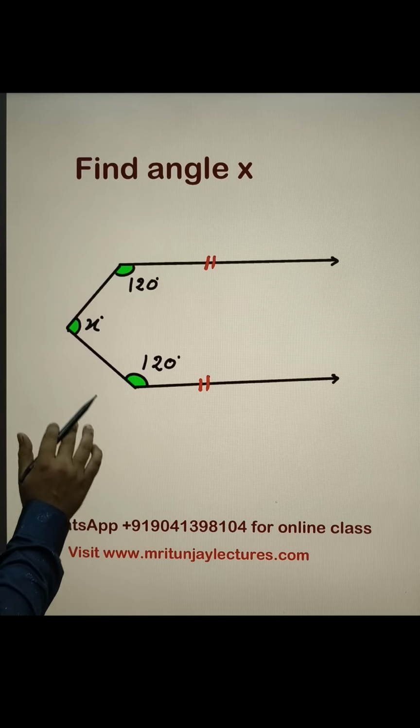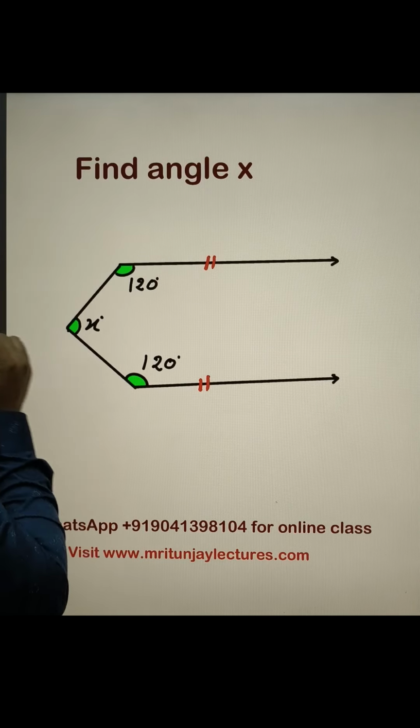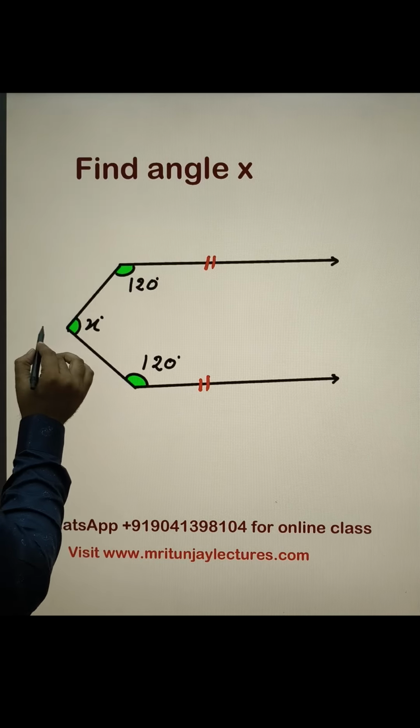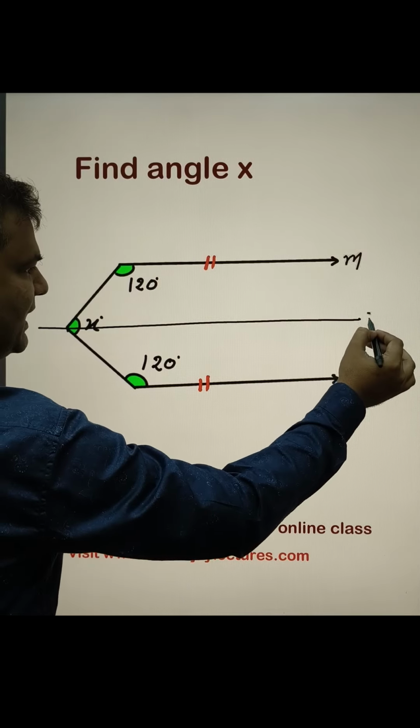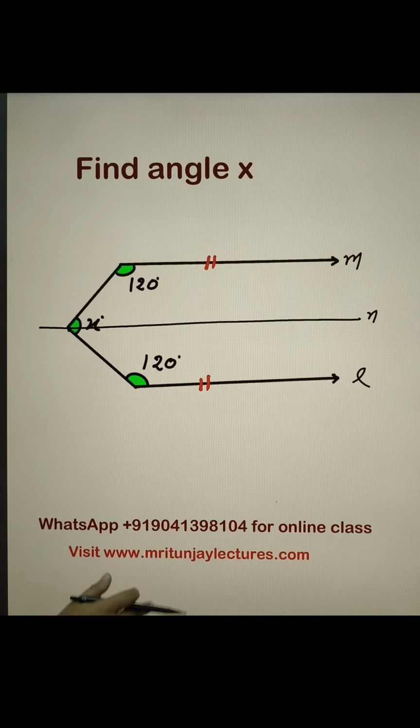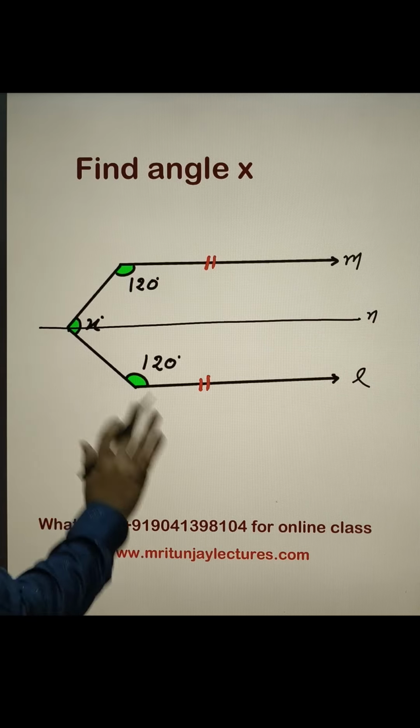Now, question of the day: how can we determine x if these two lines are parallel? Look here very carefully. Draw a parallel line corresponding to that one. If that one is M, N and L. Okay, this diagram is not drawn properly.